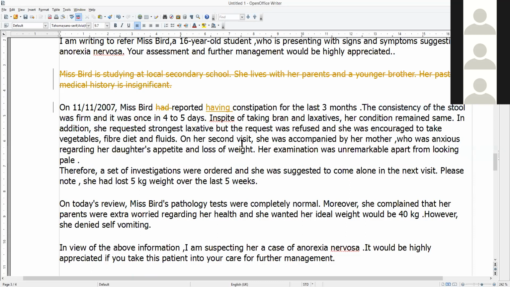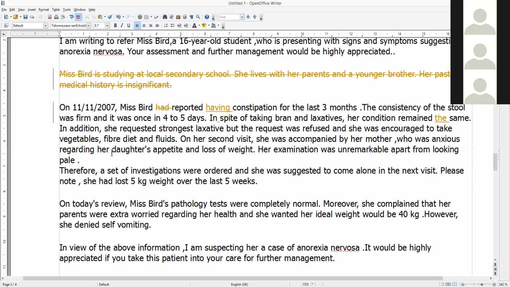In spite of taking laxatives, her condition remained the same. Okay, that's good. In addition to what? She simply requested. So we don't need that.